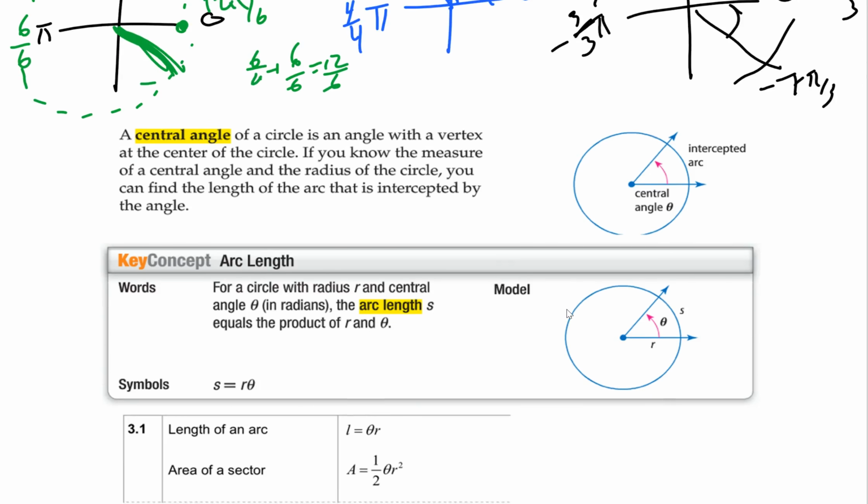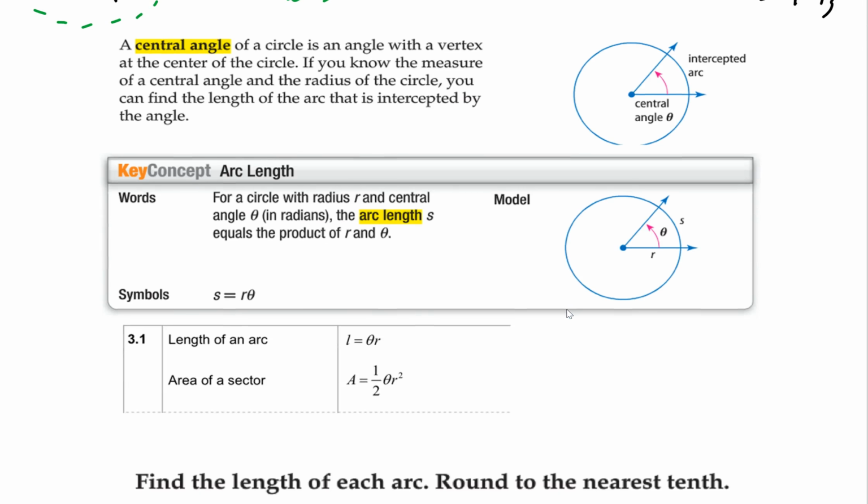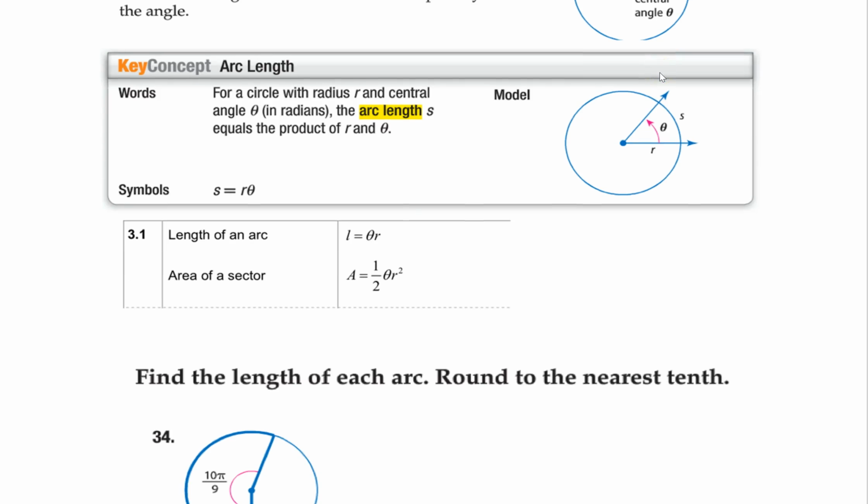Last thing we're doing today, arc length and central angle. So this is a central angle. It's an angle that goes straight to the center of the circle. This angle right here is called an arc. It's called a central arc. So what if I want you to find the arc length of something? How long is this length right there?